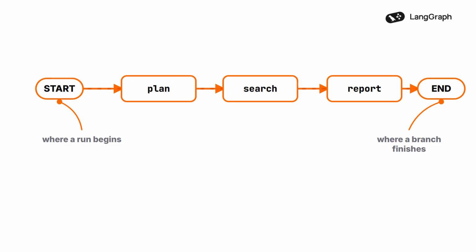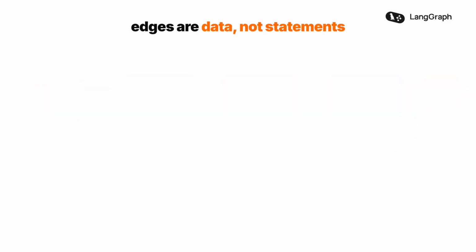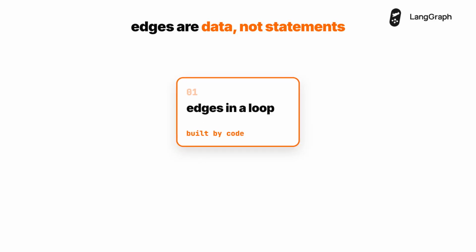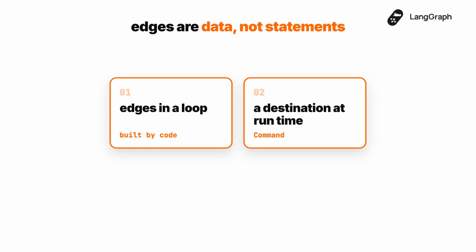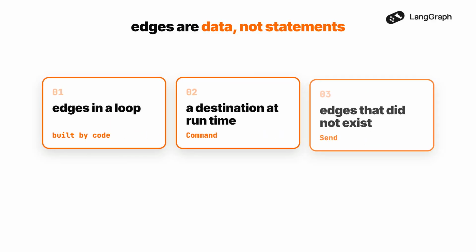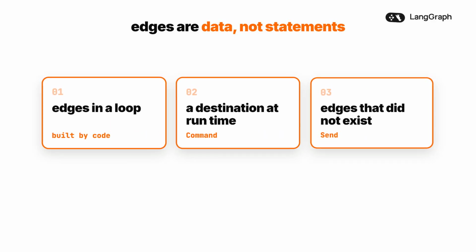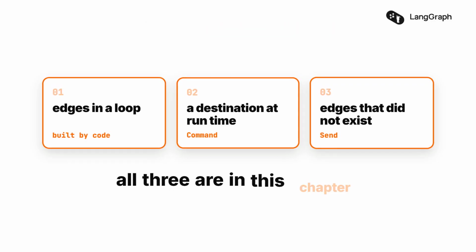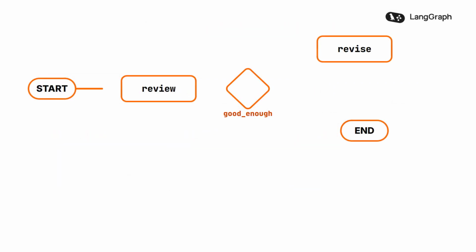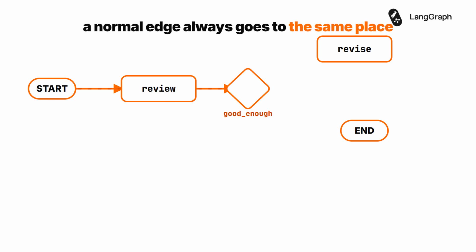This distinction matters more than it looks. Once you accept that edges are data rather than statements, three things become possible: building edges inside a loop, deciding a destination while the graph is already running, creating edges that did not exist when you compiled. All three are in this chapter. A normal edge always goes to the same place. Real work needs a choice. That is a conditional edge, and it has three parts worth separating carefully.